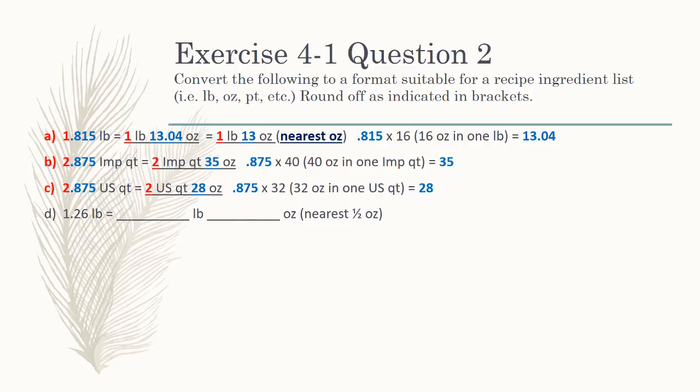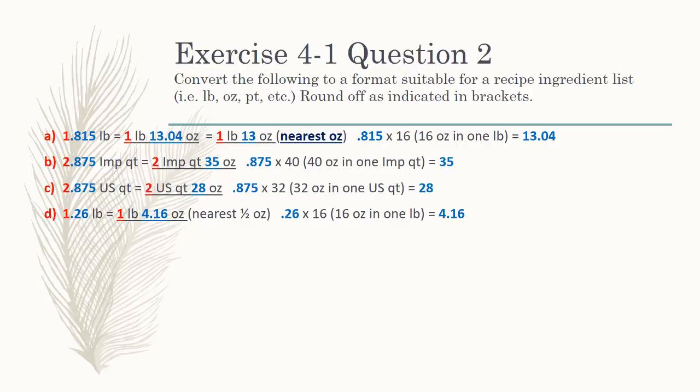Next up, 1.26 pounds. We want to go to pounds and ounces. Again, 1 whole pound no matter how we refer to it. We're going to take the decimal .26 and multiply it by the amount of ounces in a pound. That certainly hasn't changed. It's still 16. So .26 times 16 gives us 4.16. So we get 1 pound, 4.16 ounces.